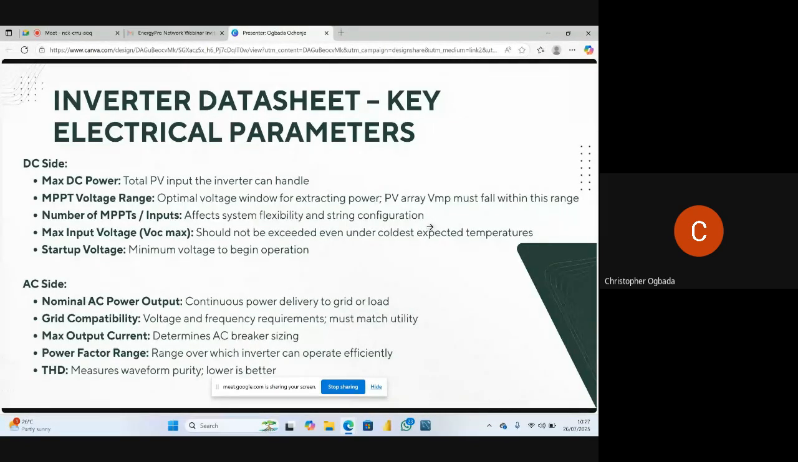So then let's move to the inverter data sheet, the key electrical parameters. Like I told you, these components work hand in hand, and knowledge of one will help you to match the parameters in the other, so that there is no mismatch. Now, the inverter also has its own maximum DC power. For your inverter, you will see the total PV input the inverter can handle. That is what this maximum power PV input is.